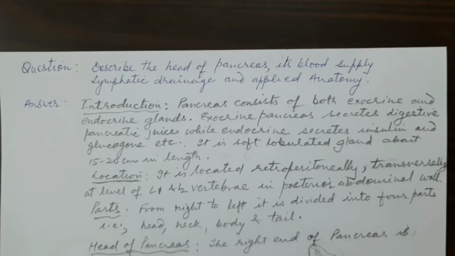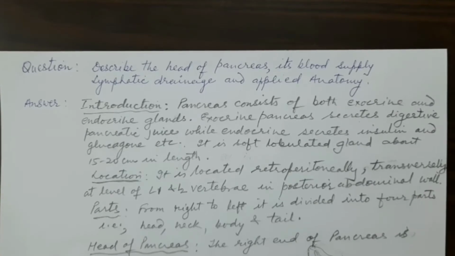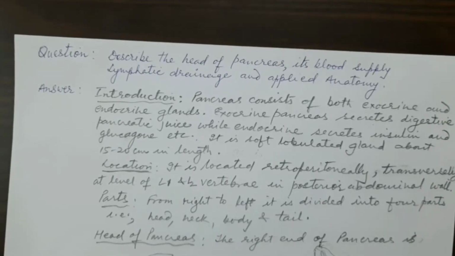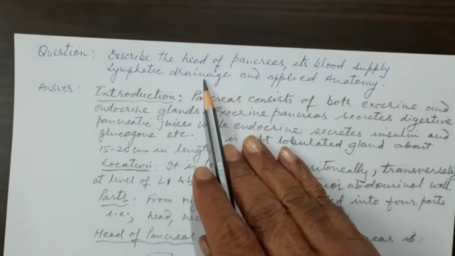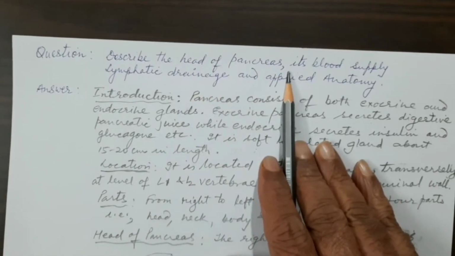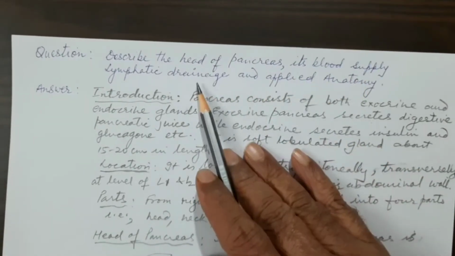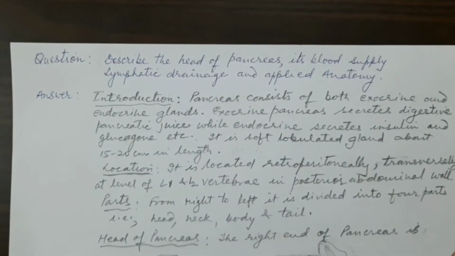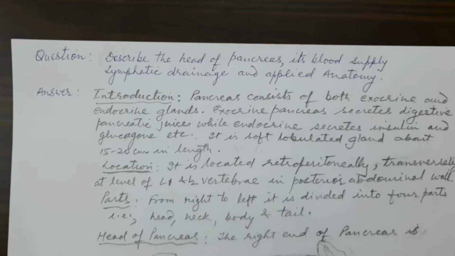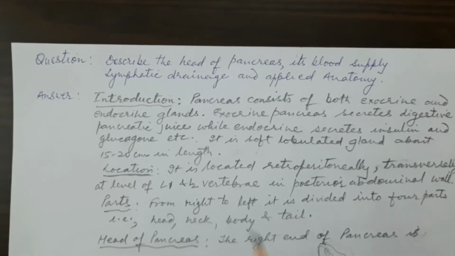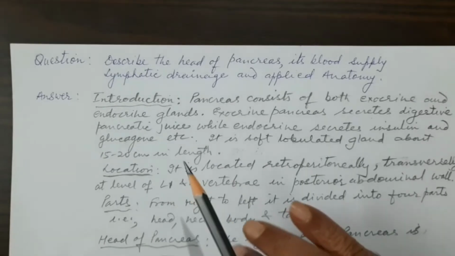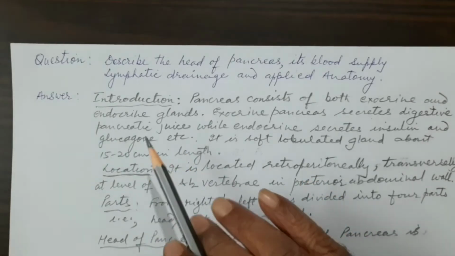So the head of the pancreas is an important organ, and usually asked as a short note or a question. The question is, describe the head of the pancreas, its blood supply, lymphatic drainage and applied importance. So let us see first the introduction for this. Sit with your color pencils, and start drawing and writing the notes.